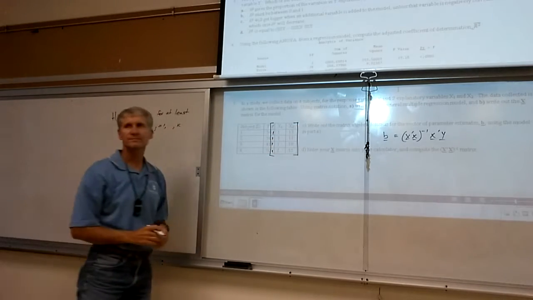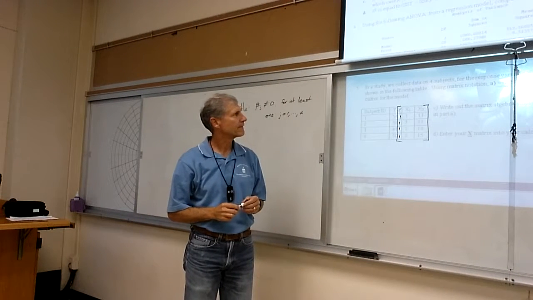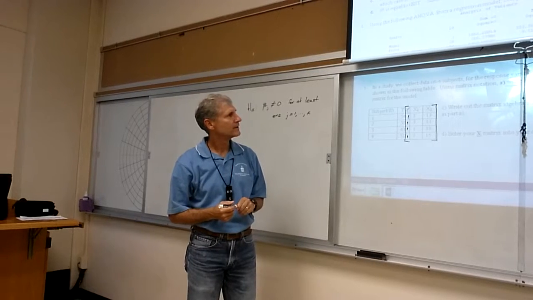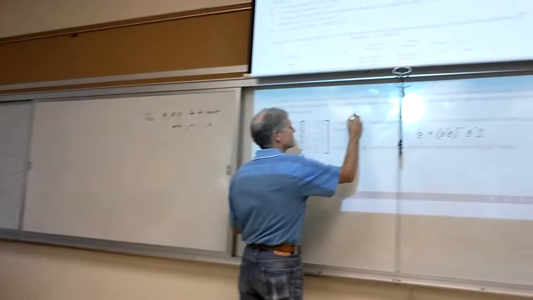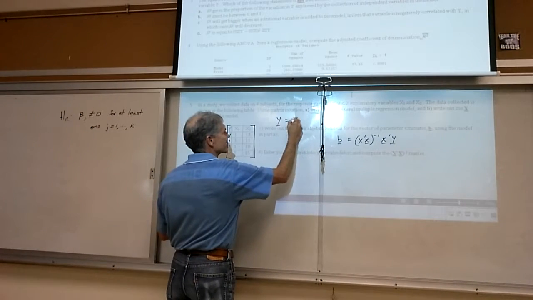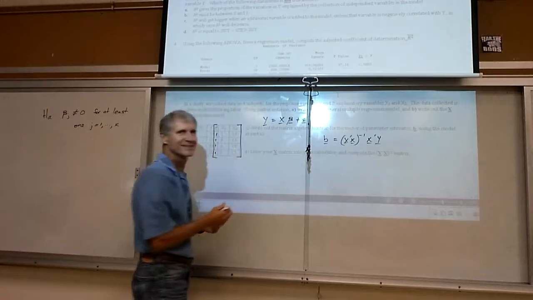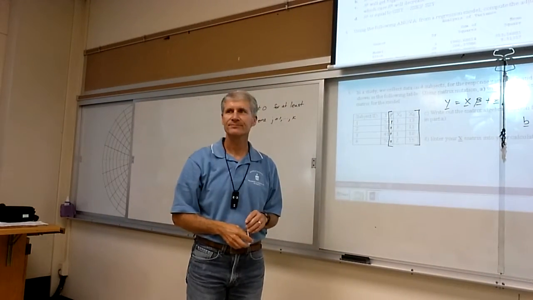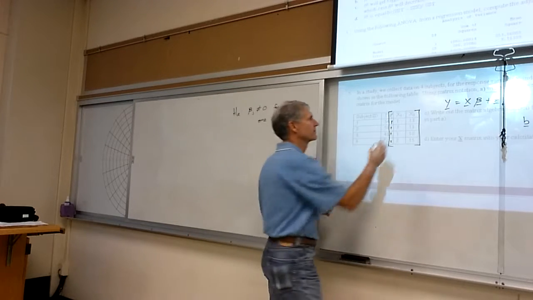Part A, the general multiple regression model, is that just Y matrix equals X matrix times B matrix? Yep. Plus epsilon matrix? Y matrix equals X matrix times the beta matrix, plus the epsilon matrix. Tricky. So that's A.